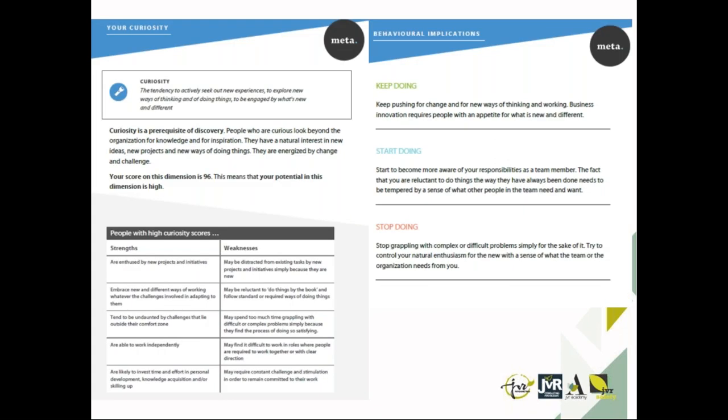It then also gives you an indication, for each one of those traits under the domains, of what your strengths are, what your weaknesses are, what your overall score is for that specific trait, and what your potential is, whether it be low, average, or high. Then some behavioral implications, again in the form of what you should keep doing, what you should start doing, but also what you should consider to stop doing at the end of the day.